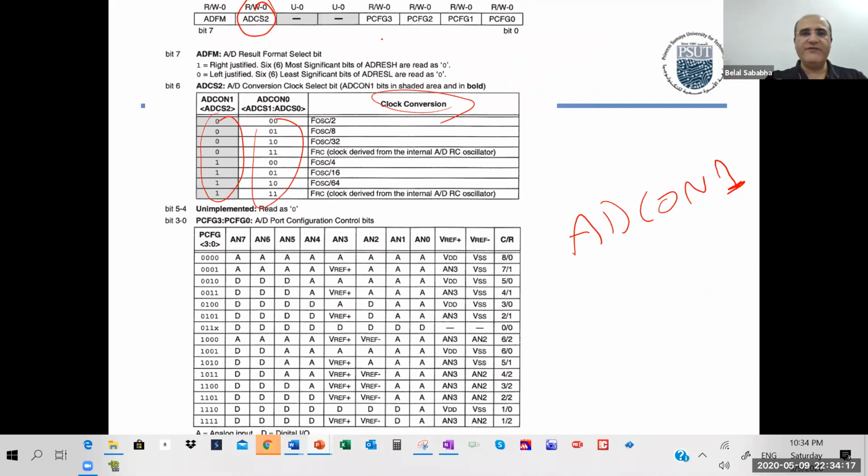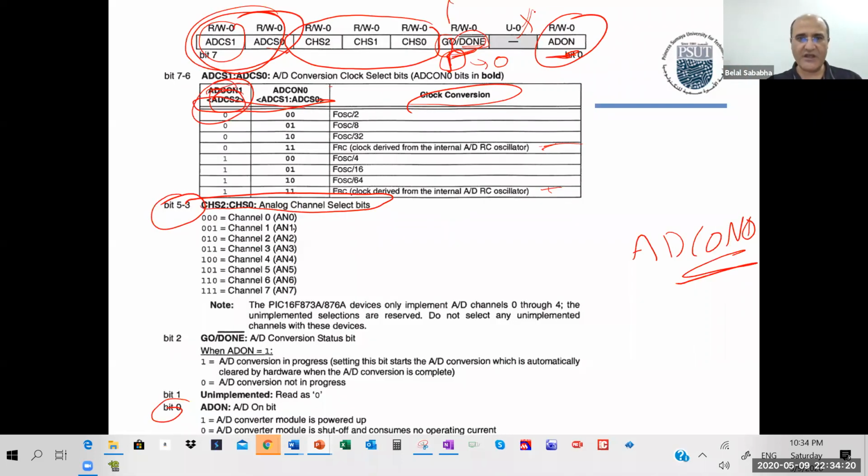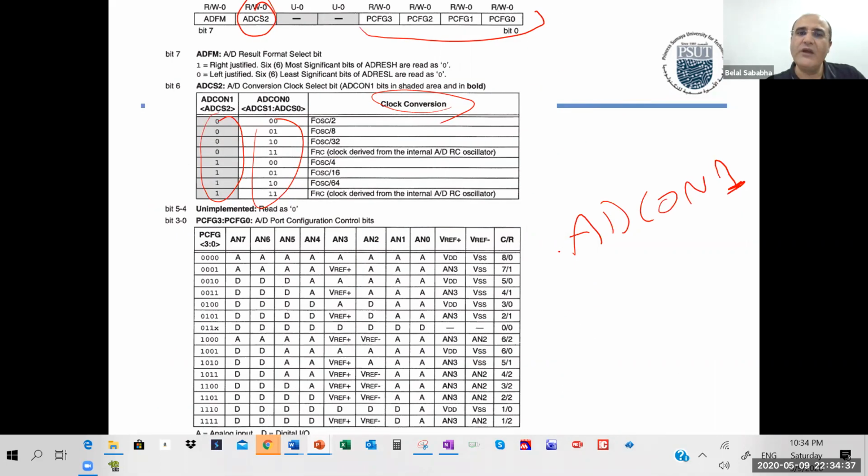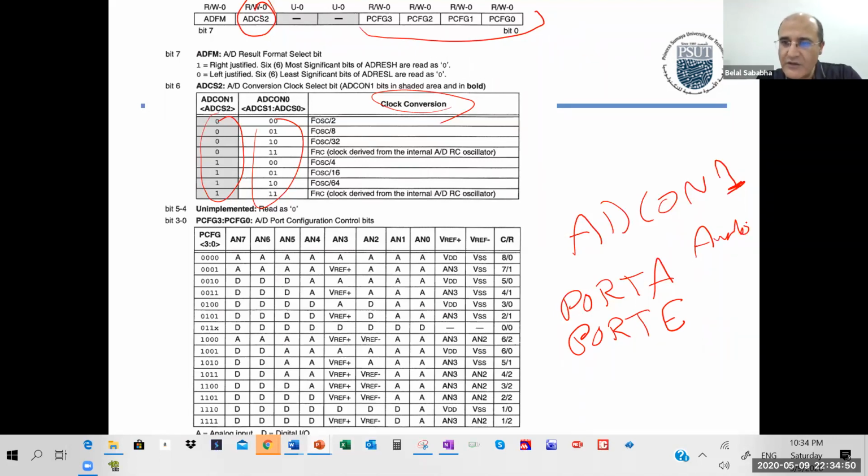Then there are 4 bits. You see these 4 bits. Part of their work is to select the voltage reference high and low. Is it going to be the voltage source of the microcontroller or something external? And the pins of port A and port E, are they going to be analog or digital? Question mark.